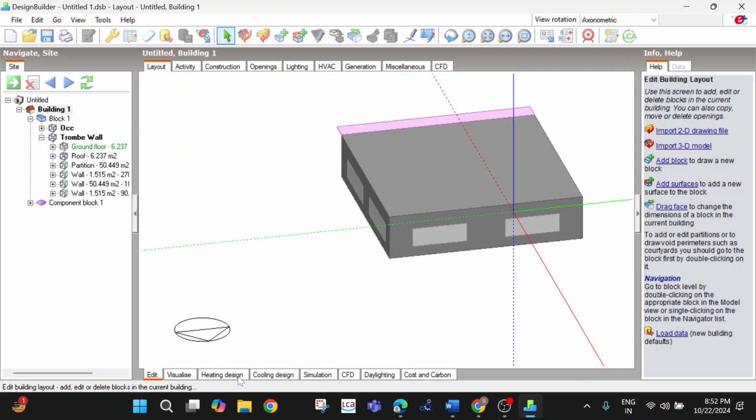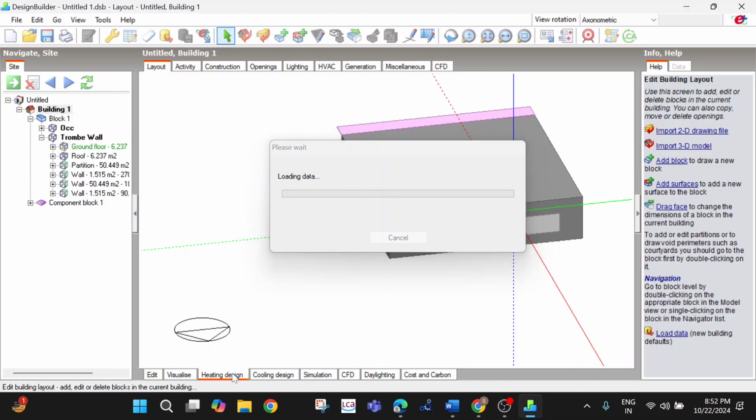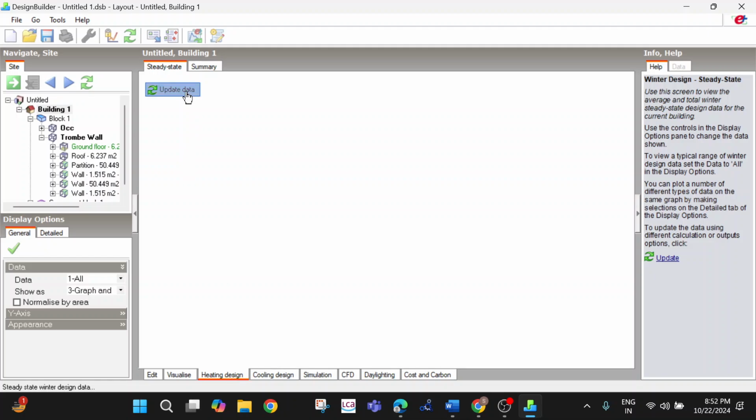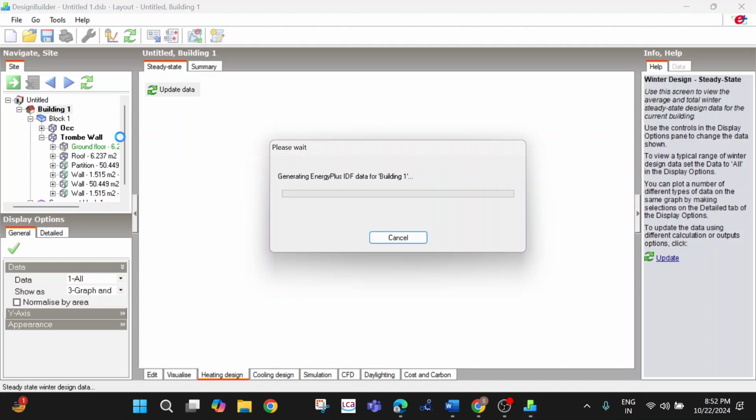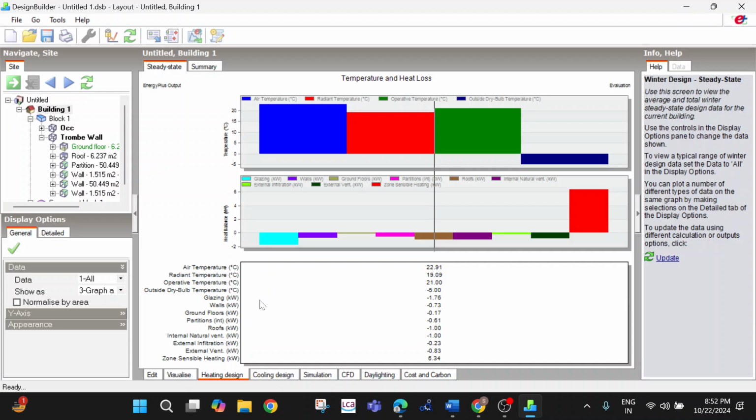So when you are doing it here, you can note the heating design or heating building requirement. What is the heating requirement of this particular building? When I am simulating it at the building level, it is coming out to be 6.34 kilowatt. Zone sensible heating requirement of 6.34 kilowatt for the building.